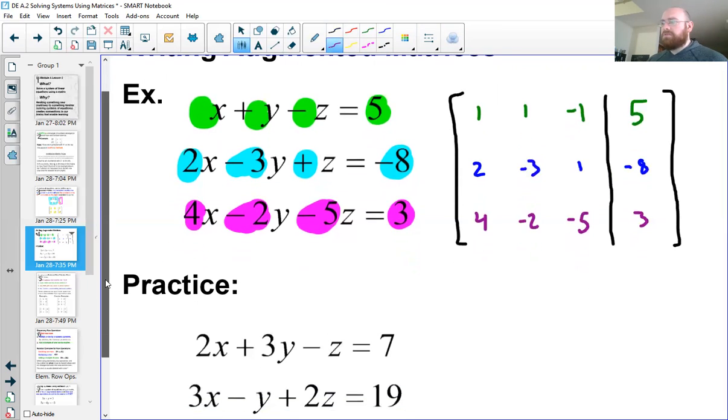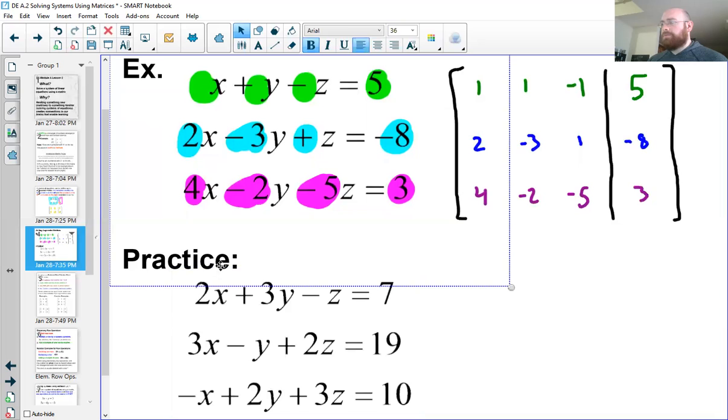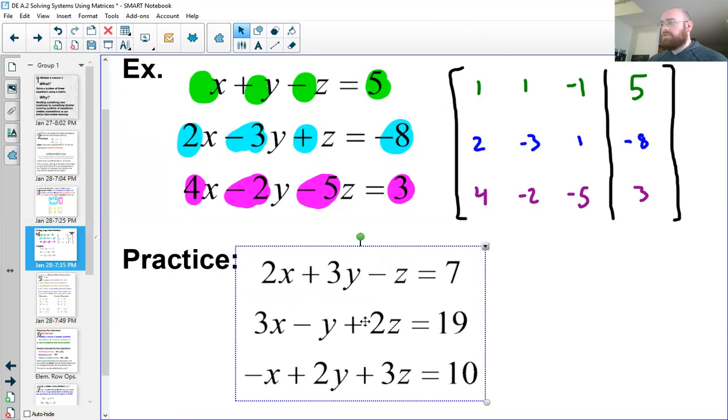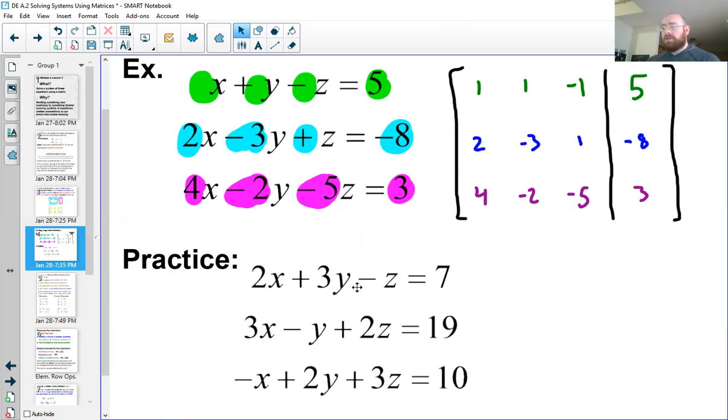Take a moment to pause the video and practice writing the augmented matrix for the system given here. When you unpause the video, in about 5 seconds real time, I will write the solution so you can check your work.